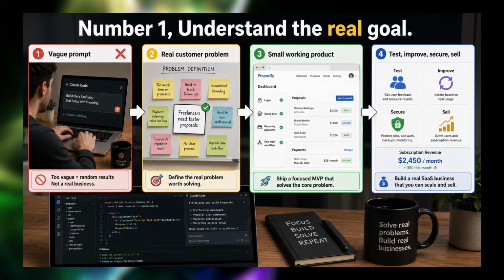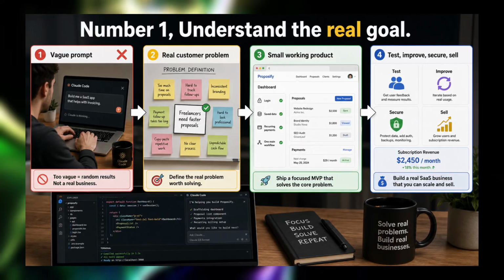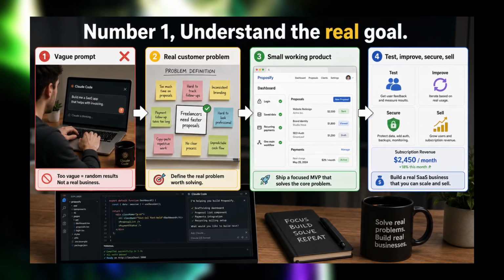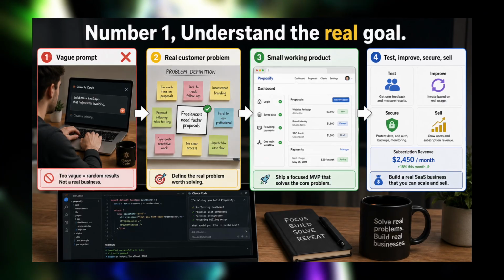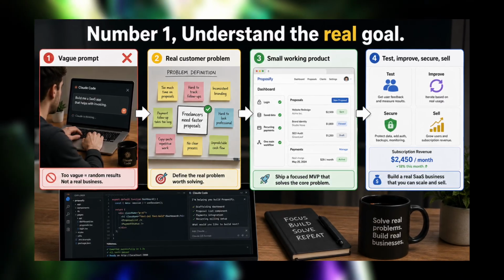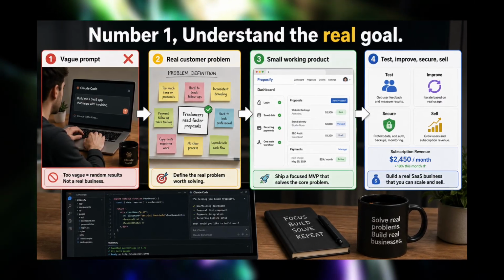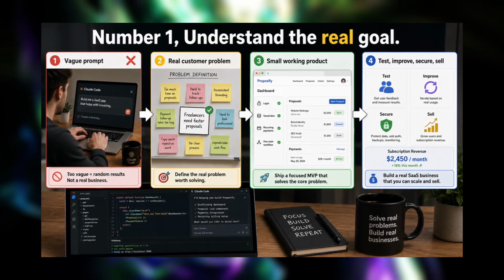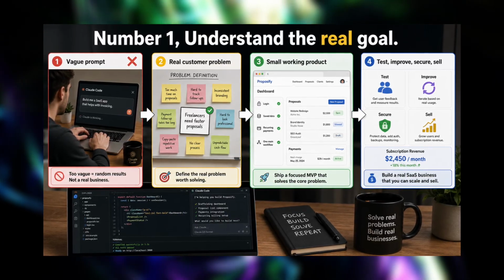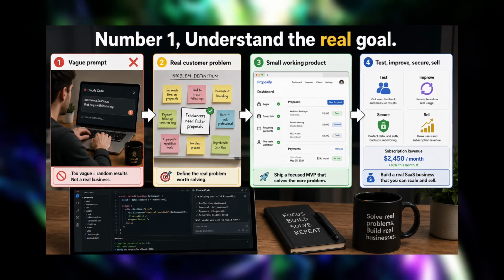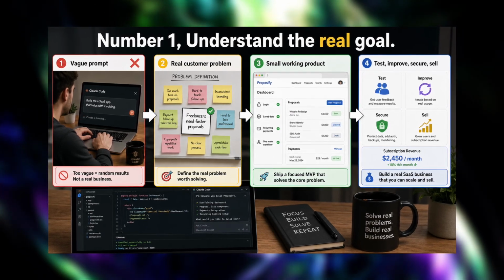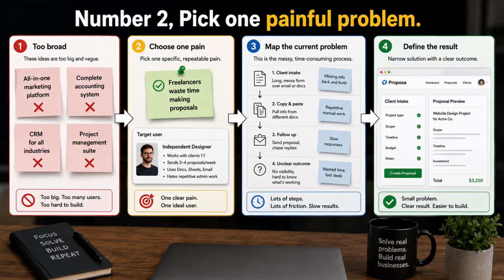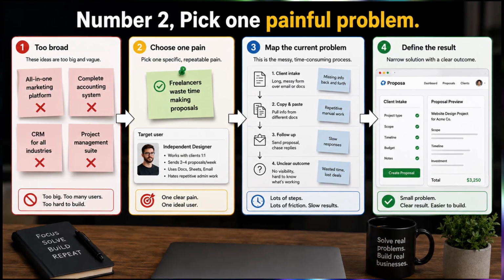Claude Code helps you build faster because it can work inside your project, read files, edit code, run commands, explain errors, and help you move from idea to working product. But Claude Code still needs direction. The real goal is not to make a random app quickly. The goal is to turn a clear customer problem into a small working product that can be tested, improved, secured, and eventually sold.